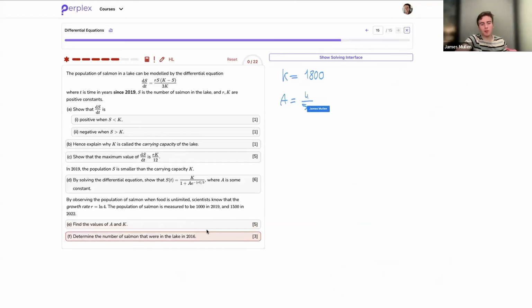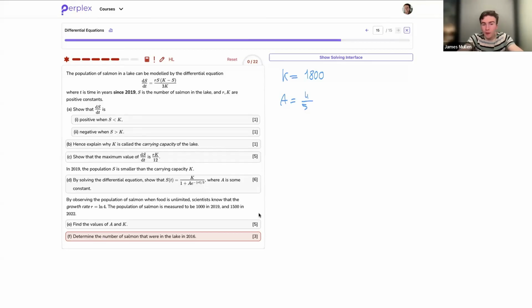And we want to determine the population of salmon that were in the lake in 2016. And this requires a bit of a leap in reasoning to imagine that this model, this differential equation that was governing the population of the salmon, also applied in 2018 and 2017 and 2016. We're just imagining that nothing physically has changed in the lake. We just started measuring the data that we have in 2019.